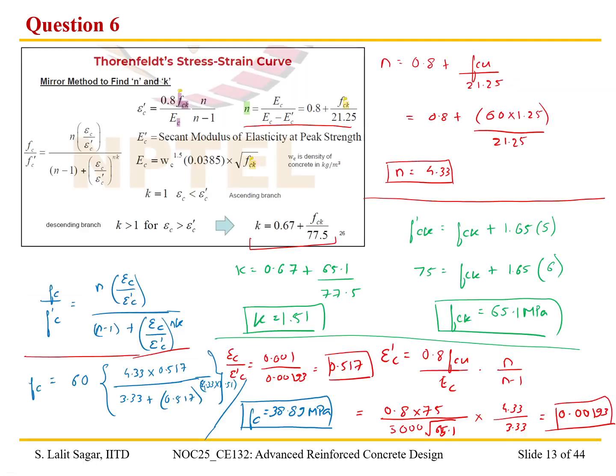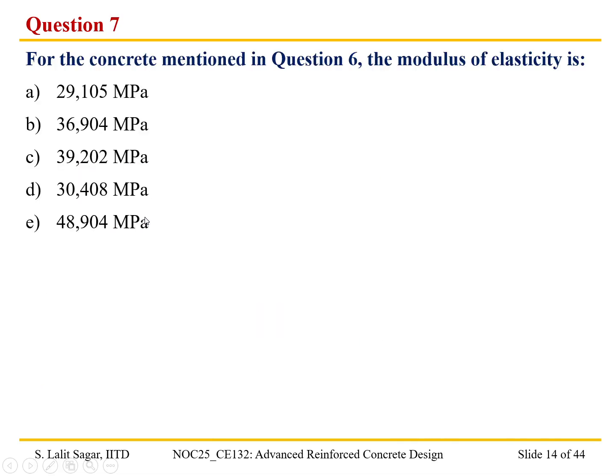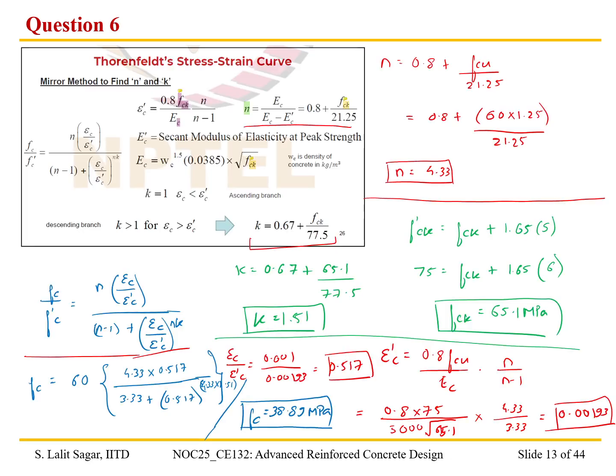So let us move on to the next question. The correct answer for this particular question is option D, that is 38.89 MPa. For the concrete mentioned in question 6, what is the modulus of elasticity? We have already calculated the modulus of elasticity, but we have not written it explicitly, so I'm not going to take much time.